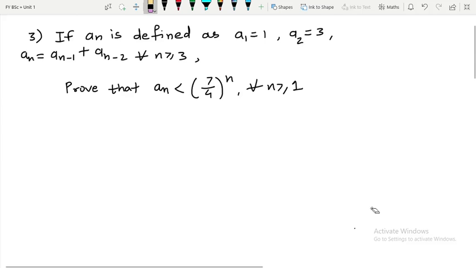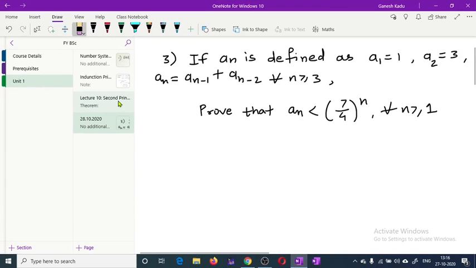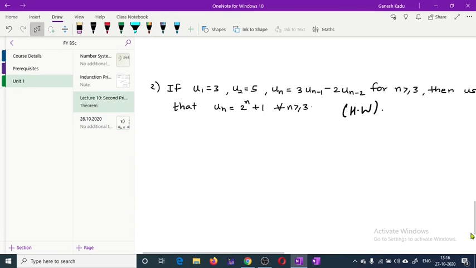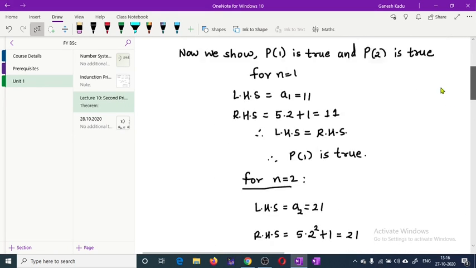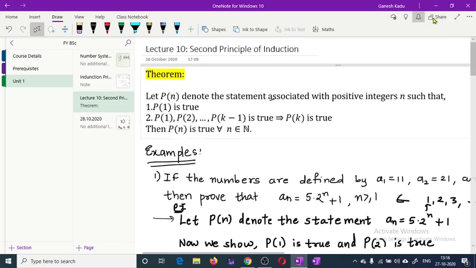Hello my dear students, we will see some more examples on the second principle of mathematical induction, or you can say the strong principle of mathematical induction. Before going ahead, let us recall what that induction principle is.